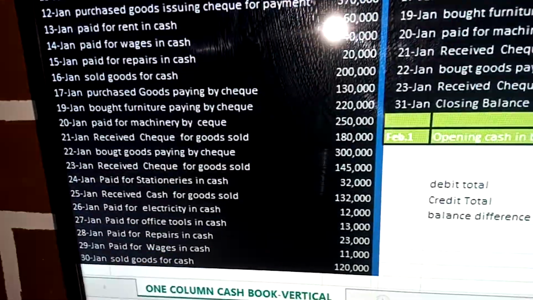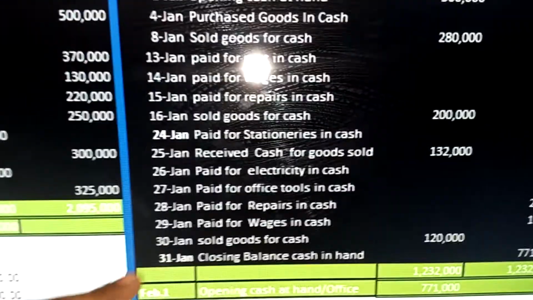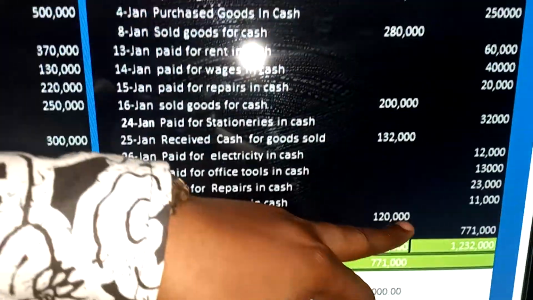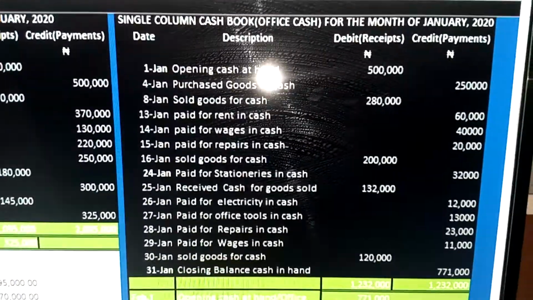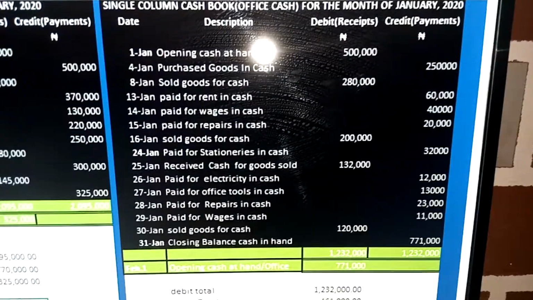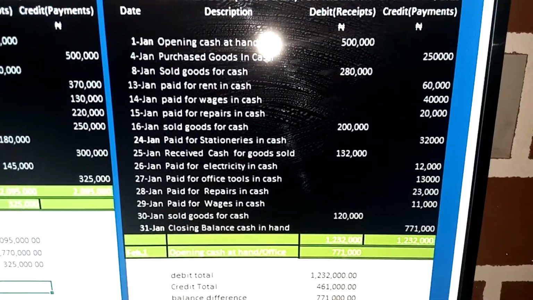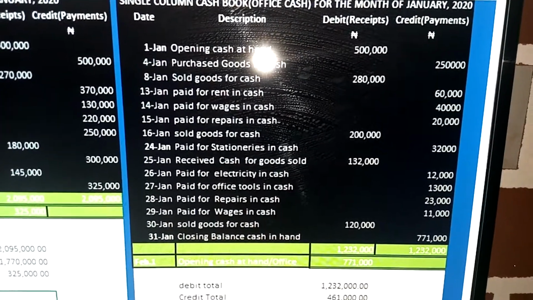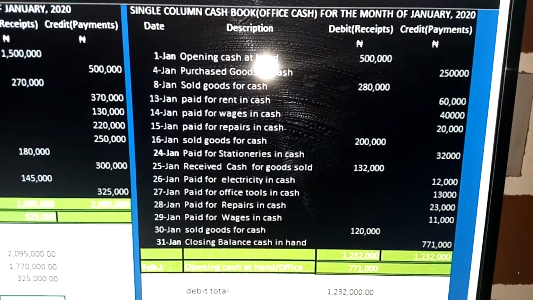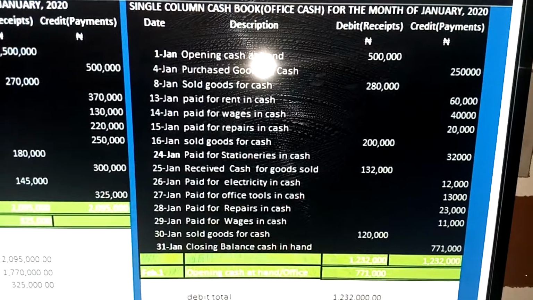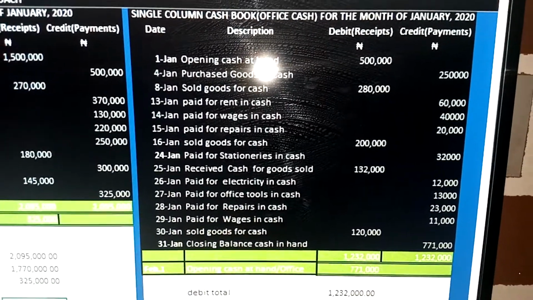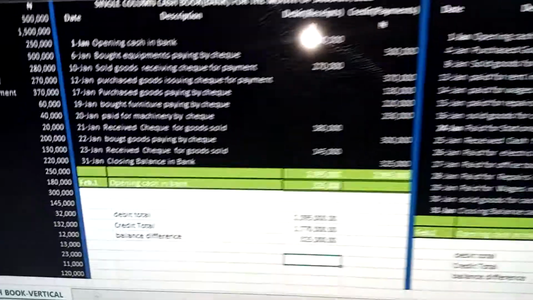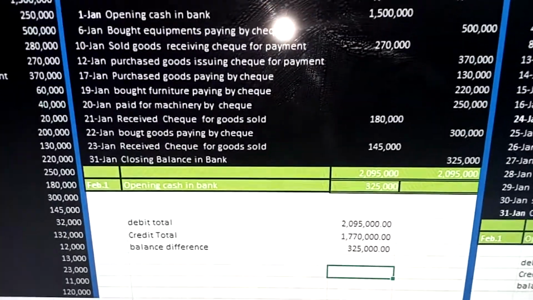On the 30th, we have sold goods for cash, 120,000. So it's cash. We say 30th, sold goods for cash, 120,000. At this point, we finished recording our transaction. What we are now required to do is to balance up the account. When I say balance up the account, we want to know how much we have spent and how much we received. That is, at the end of the month, how much was paid in total and how much was received for the bank and also for the cash. So let us look at the single column book for the bank.